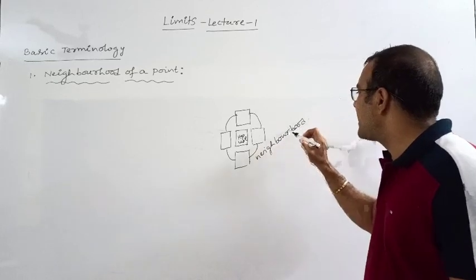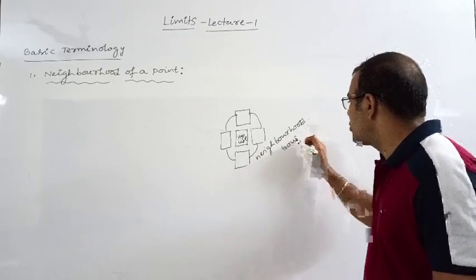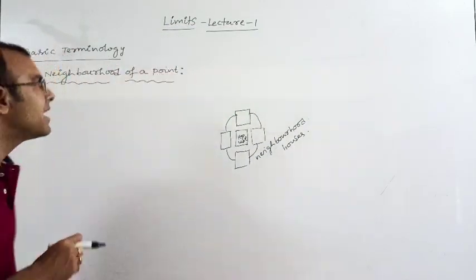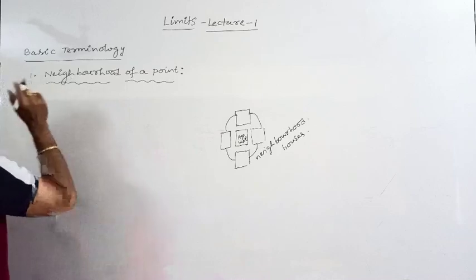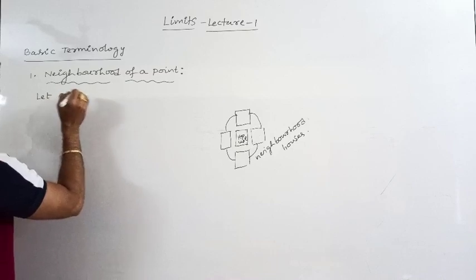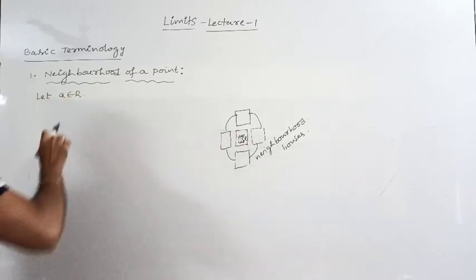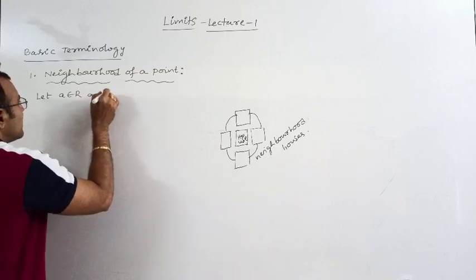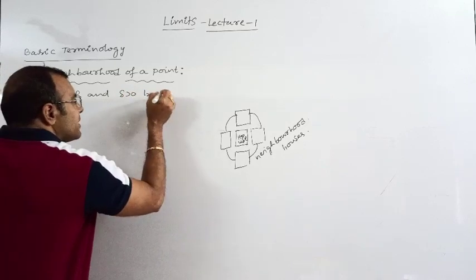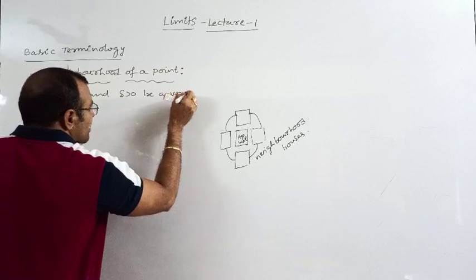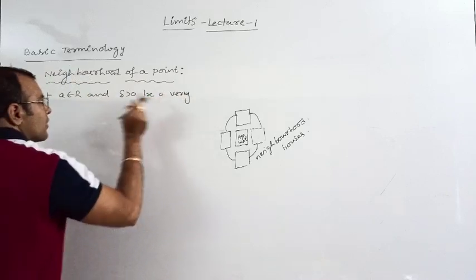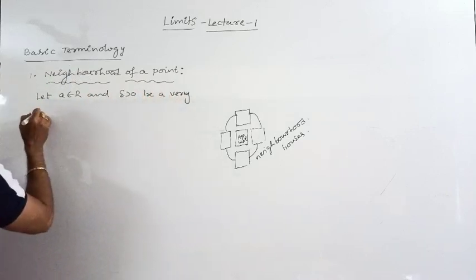I hope you are understanding. So neighborhood means which are very near. The same concept I am explaining here. Let a belong to R, and delta greater than 0 be a very small quantity.